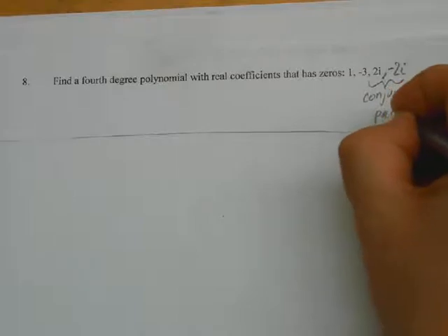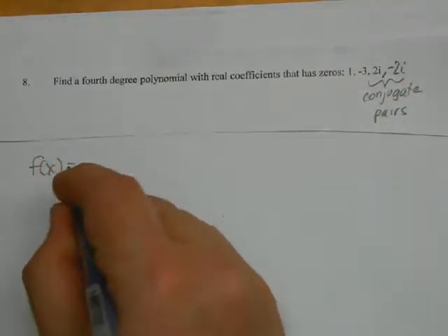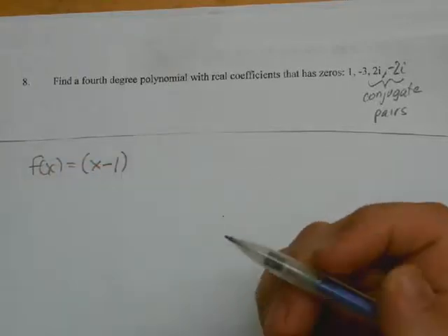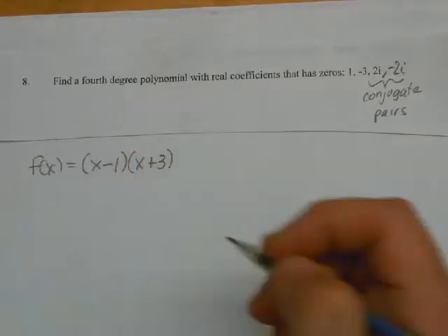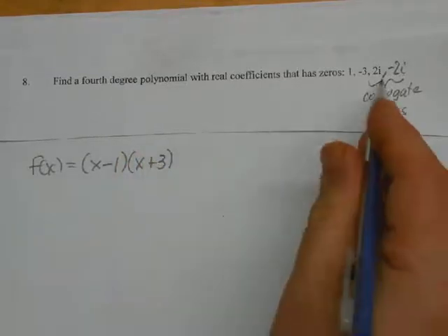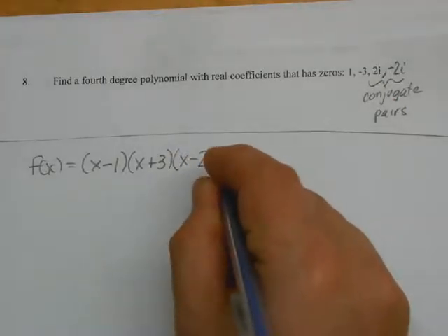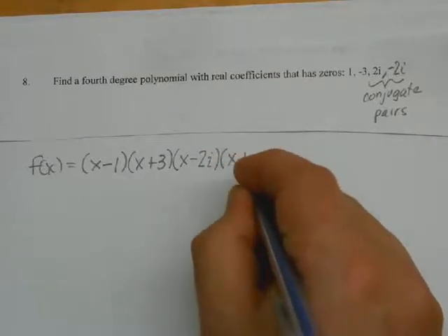So if 1 is a 0, x minus 1 is a factor. If negative 3 is a 0, x plus 3 is a factor. If 2i is a 0, x minus 2i is a factor. And if negative 2i is a 0, x plus 2i is a factor.